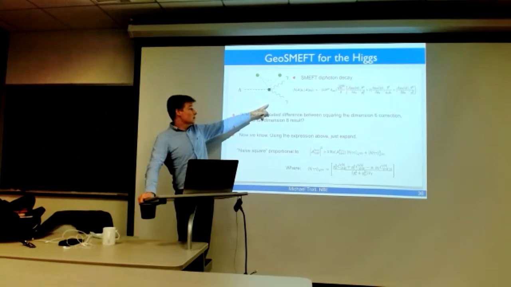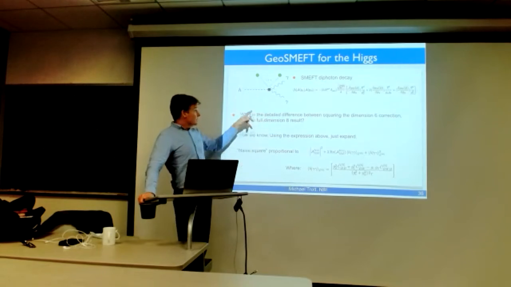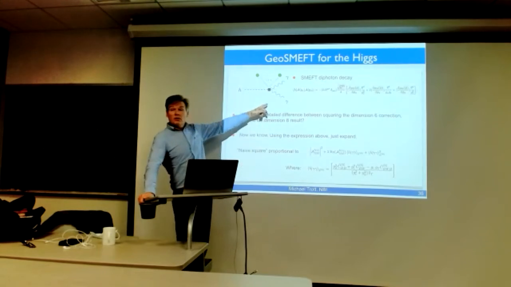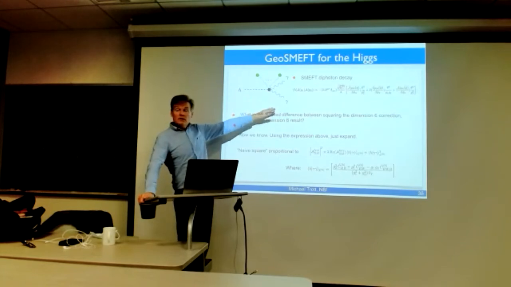And we just wanted to basically ask the question, what do you actually get with the full dimension 8 result compared to what you get with the dimension 6 naive squared or quadratic term? In the case of this, which is a loop process in the standard model, you're going to have to take into account that the loop amplitude in the standard model is down by 16 pi squared, right? So that'll affect what you conclude from the data.